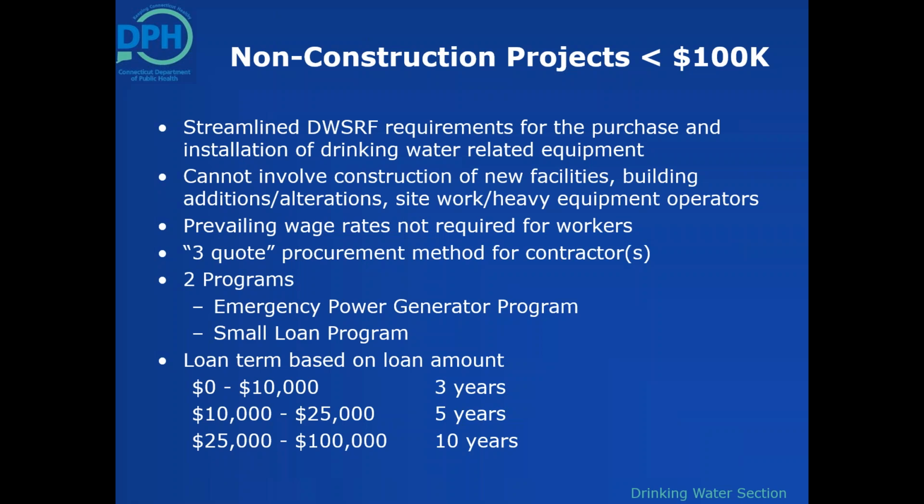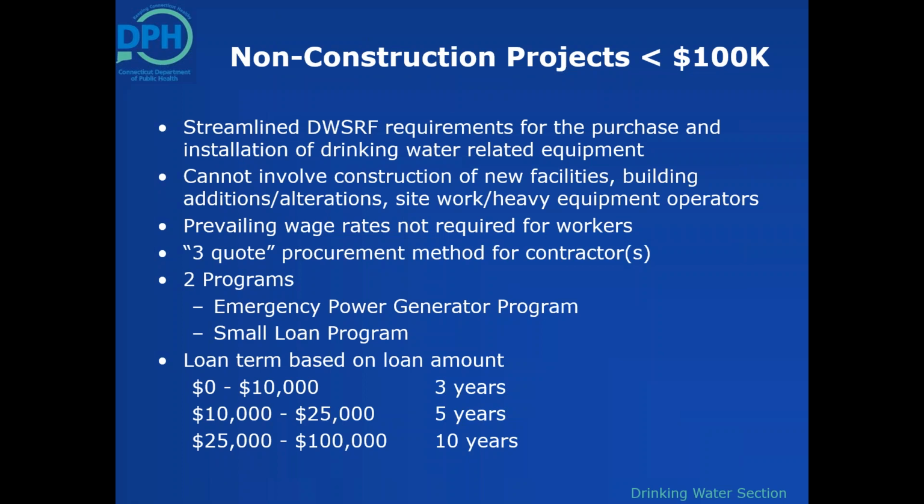We have a three-quote procurement method for contractors that will eliminate some of the procurement costs for these projects where you just have contractors come in and give you three quotes, or you get three contractors to give you a quote for the project, and we will pay the lowest quote. We have two programs that I'll briefly describe, the Emergency Power Generator Program and our new small loan program.